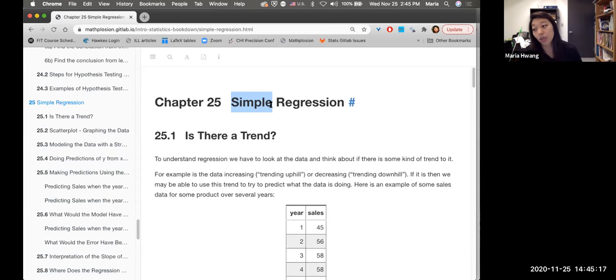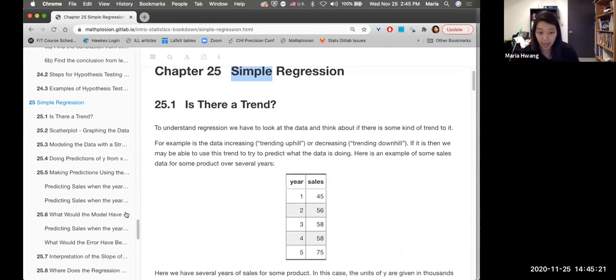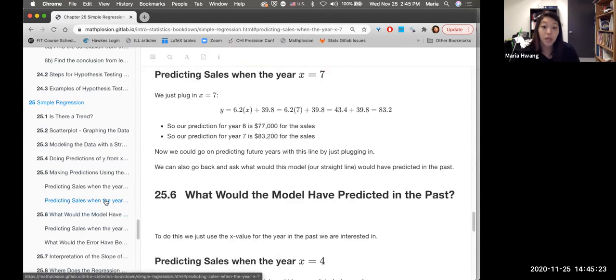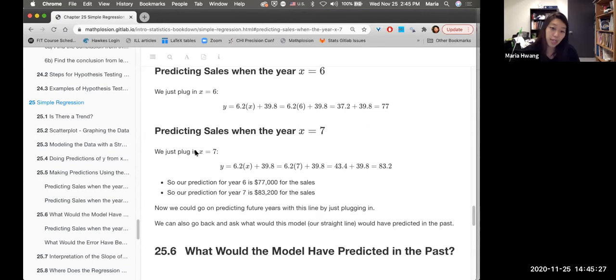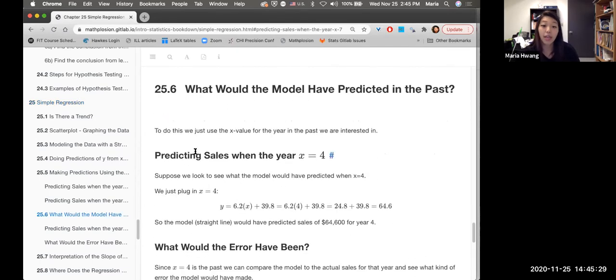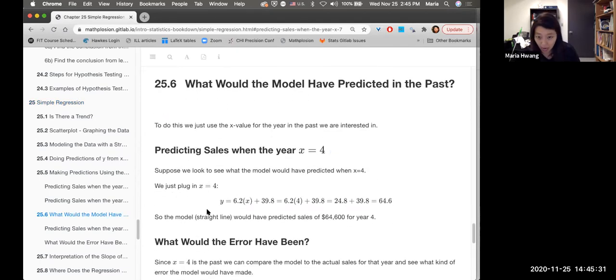Usually there should be a lot of independent variables for one prediction, but we probably won't get to that in this class, okay? All right, so this is kind of how you can predict the sales for year 6 and maybe year 7.